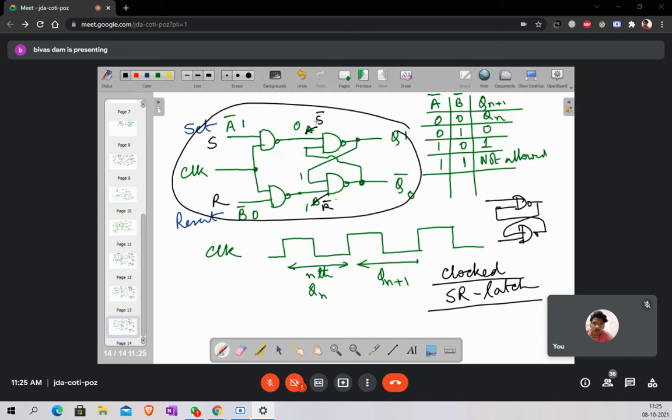Is it still serving your purpose? What was your purpose? Your purpose was to ensure that only at a specific time instant, the input of the memory will affect the output, will get reflected to the output. Are you achieving that there?